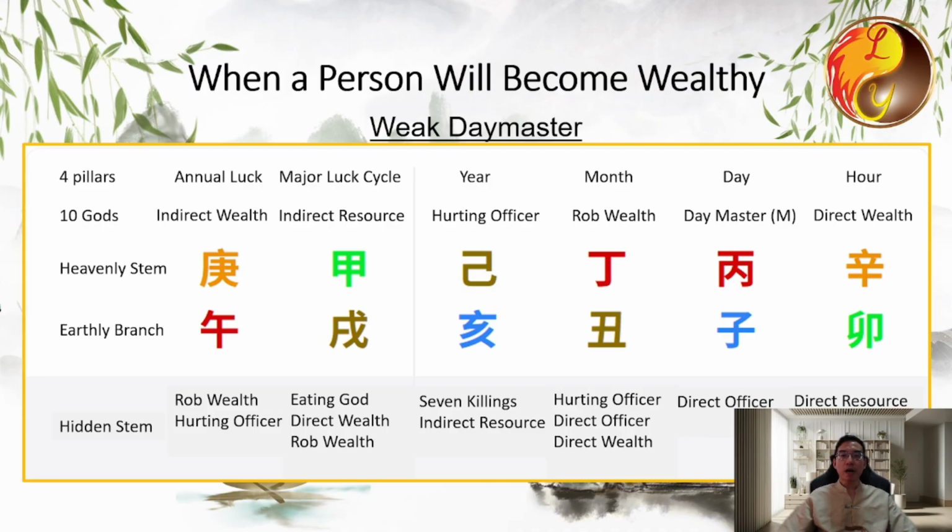In the chart, the hour stem, Xin metal, and the 10 gods in Chou contain direct wealth. This wealth is neither too strong nor too weak. It's moderate. Now, when does a weak day master become wealthy? Only when it becomes strong. Look at age 30 onwards, entering the Jia Xu major luck cycle.